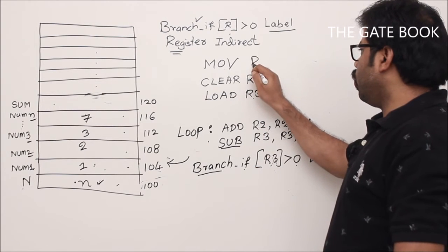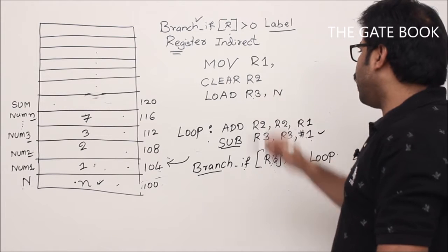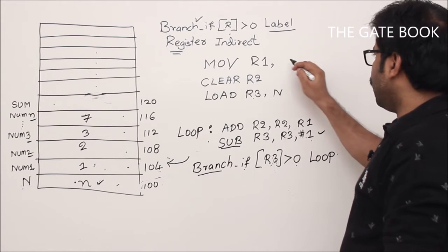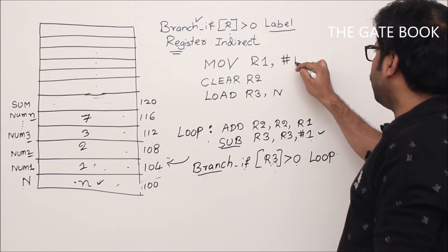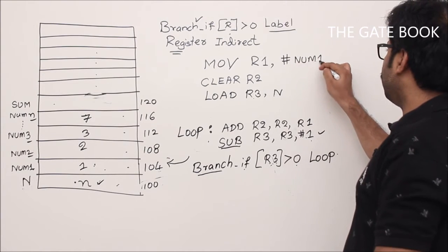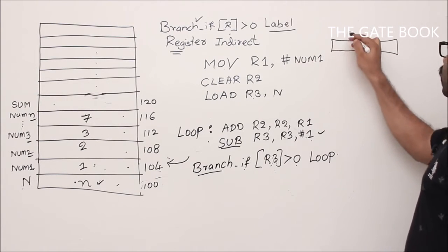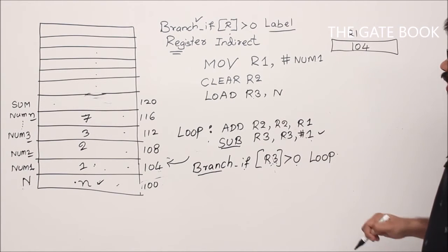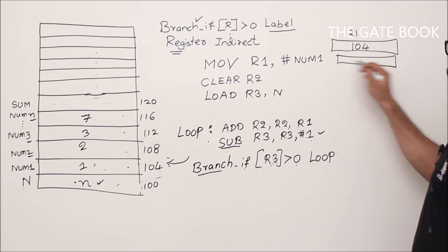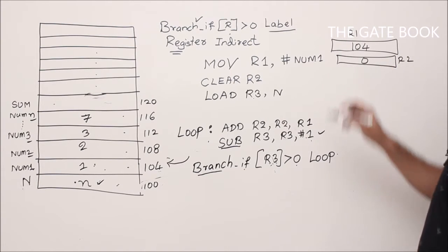Move into R1. What is that value? That value is the immediate value, that is number 1. So let us show it pictorially. So R1 contains now 104. Fine. Next, clear R2. Then R2 gets 0. Then what is the third step?